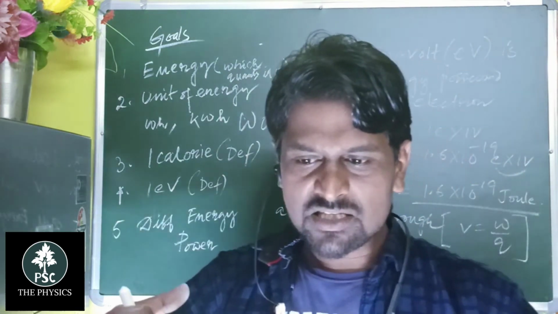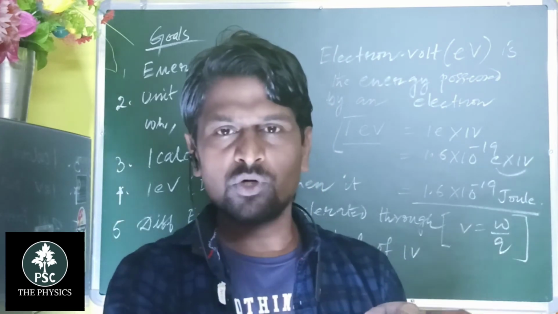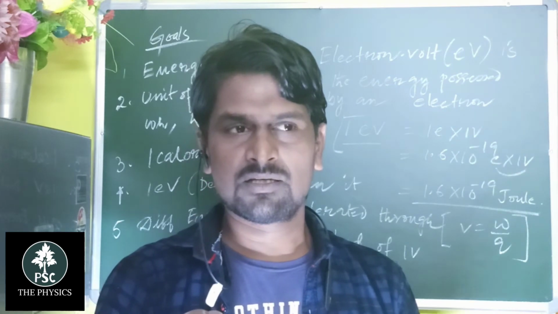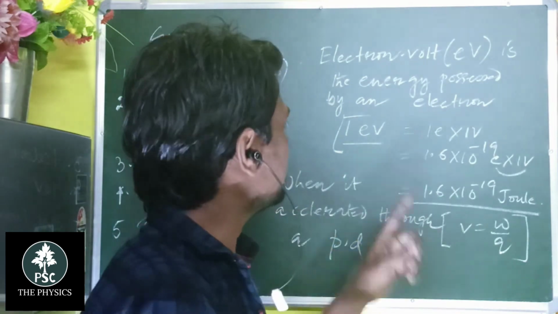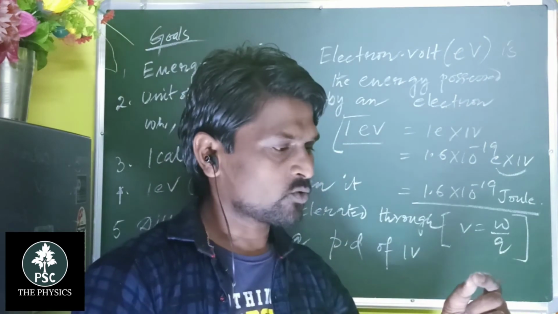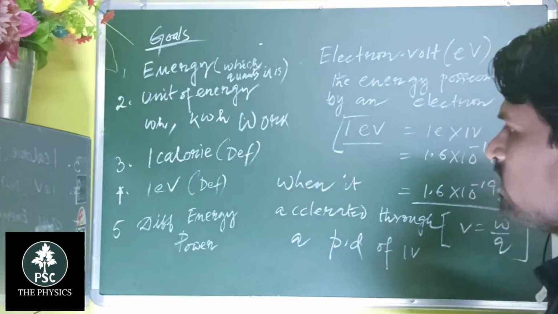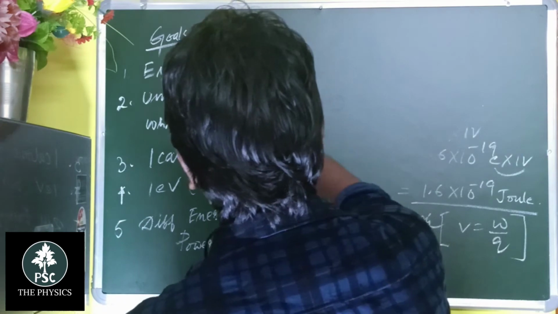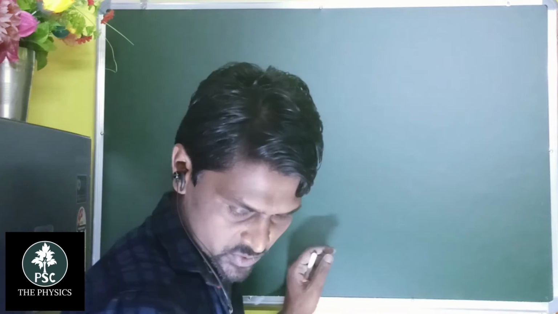So students, there is a potential difference, and electron is moving from, suppose, a low potential to high potential, so that the energy possessed by that particular electron is taken as electron volt unit, and the electron volt is equivalent to 1.6 into 10 to the power minus 19 joule. So this is the definition of electron volt, and last of all students, I discuss the difference between energy and power. So the next topic is, what is the difference between energy and power?